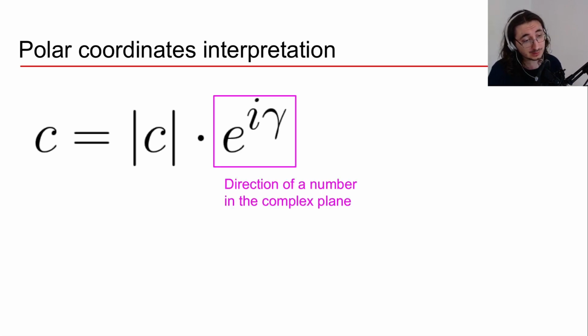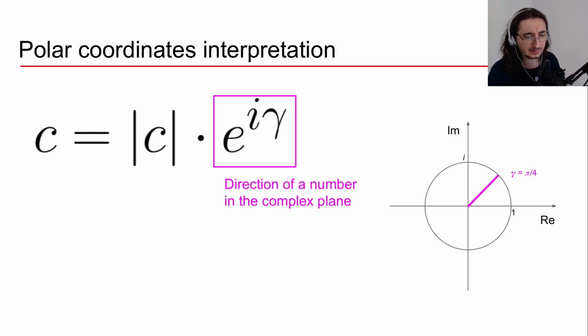So this exponential component, we already know it basically traces the unit circle in the complex plane counterclockwise. And so what this component gives to the complex number is the direction of a number in the complex plane on the unit circle. And here we have it. For example, this is for gamma, which is equal to pi divided by 4. In other words, for 45 degrees, right?